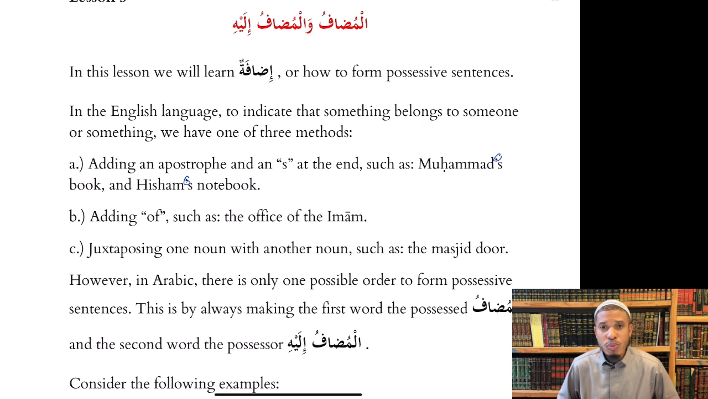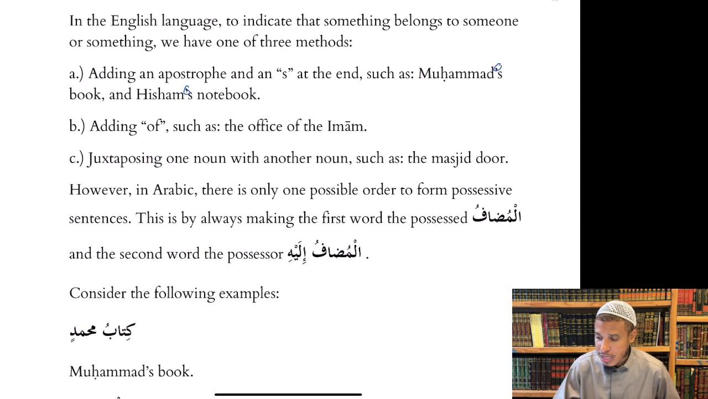In Arabic, there's only one possible way to make possessive sentences, and this is by always making the first word the possessed, al-mudaf, and the second word, al-mudaf ilay, the possessor. The first word will always be what is being possessed, which we call al-mudaf, and the second word will always be the mudaf ilay, or the possessor. So let's consider the following examples.